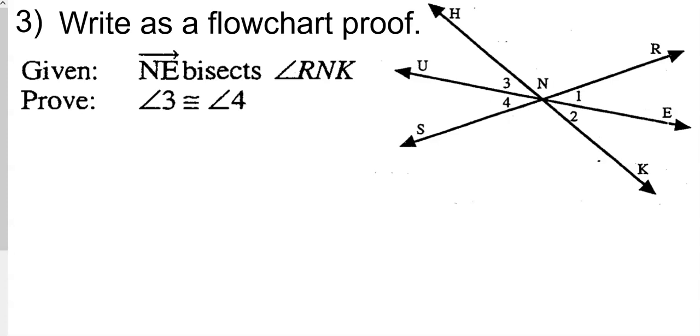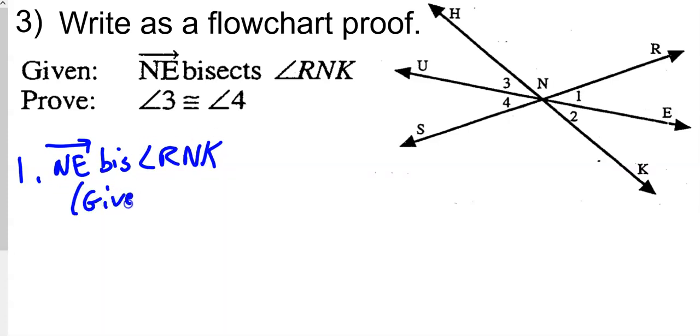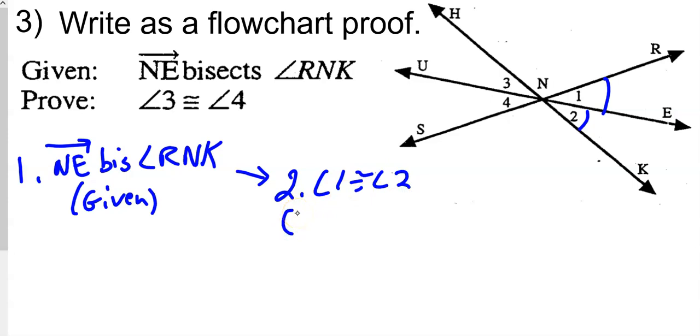Okay, so first, we have ray NE bisects angle RNK, and that is given. So that tells us, if there's something I can mark from the diagram, there's another step I need to put there. So ray NE bisects angle RNK, so angle 1 is going to be congruent to angle 2, and that's really because of what bisect means. So bisect implies two congruent angles. Okay.